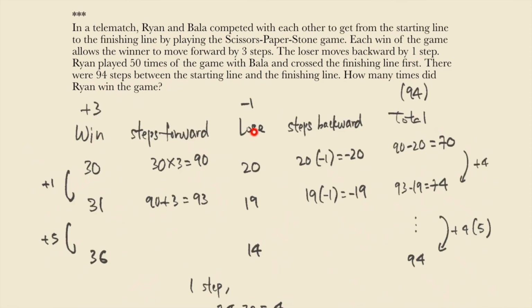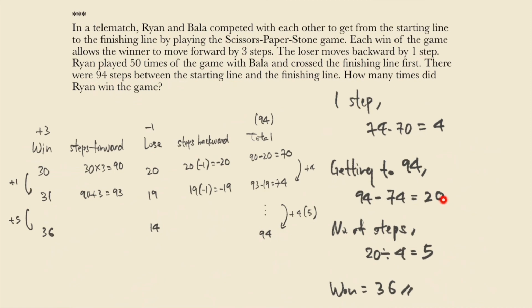Win +3, lose -1. Steps forward, steps backward. Played the game 50 times, so let's guess 30 wins and 20 losses. So with 30 wins, that will be +90 forward, step backward 20 times, so that's minus 20, giving 70. But we're looking for 94 to finish the game. So let's increase the wins by 1 and decrease the losses by 1. We get 74. So one step of this is +4. So let's find out 74 to 94. That's 20, isn't it? That's 5 fours, which means we're going to do this 5 times.